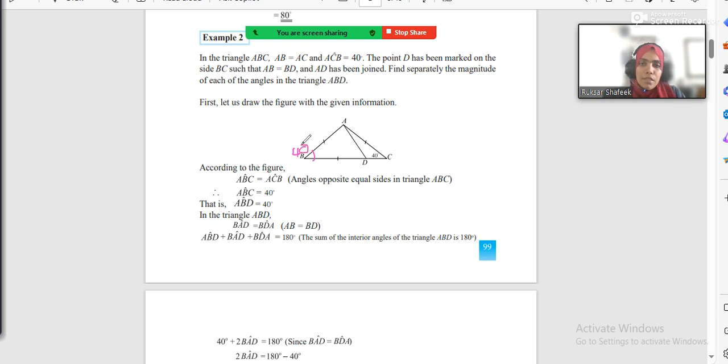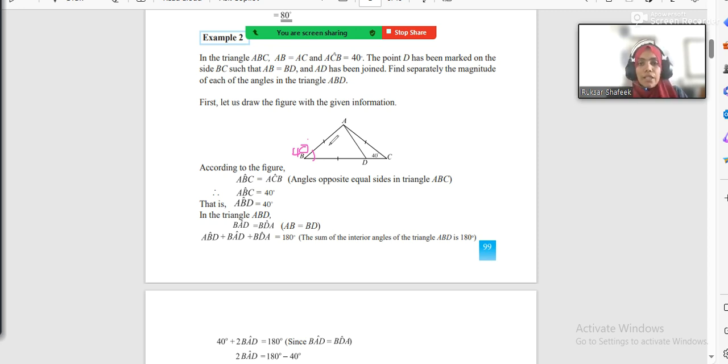So here we go, this is also 40 degrees. And then they're telling us the point D has been marked on the side BC such that AB is equal to BD. All right, we have another side coming in. AB is equal to BD. So this brings us to the sides of the triangle ABD.